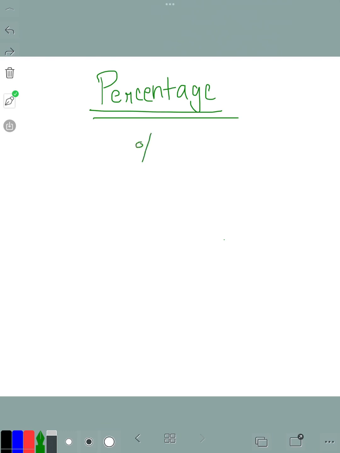So what is percentage basically? This is the formula everyone knows, I guess. Percentage means everything out of a total of 100, right? We'll understand it by example. Here it is 25% of 36. How to find it out?